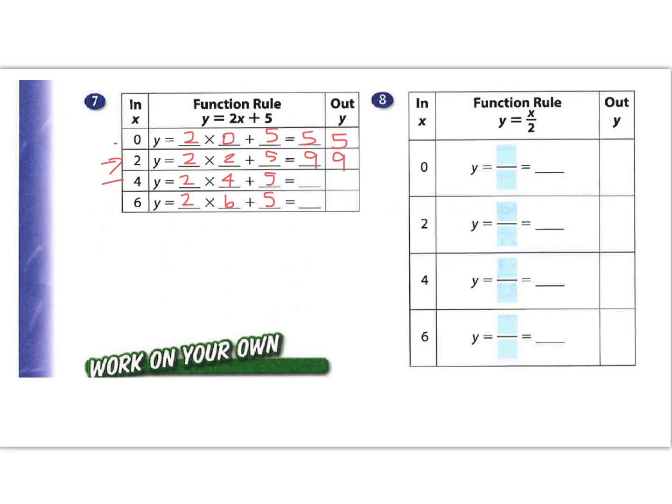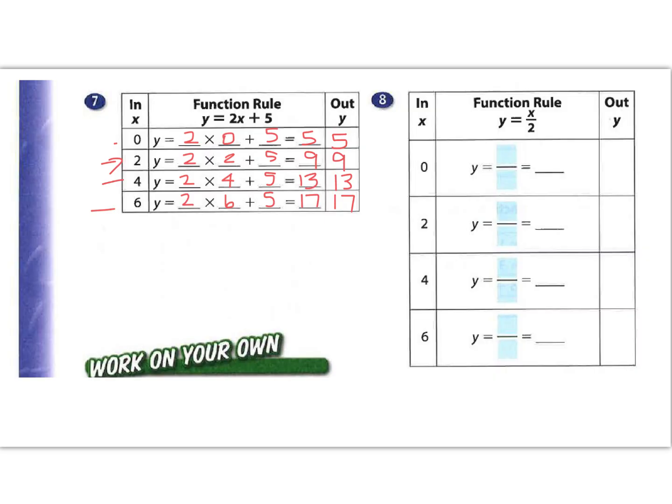Next one, 2 times 4 is 8. 8 plus 5 is 13. Output is 13. And then this last one is 2 times 6 is 12. Plus 5 is 17. Output is 17.